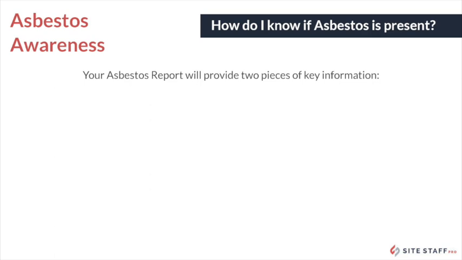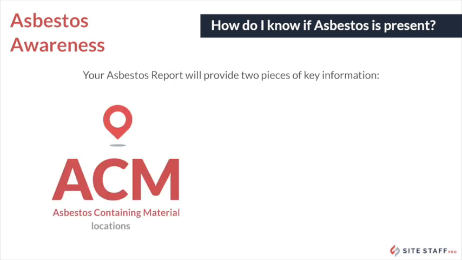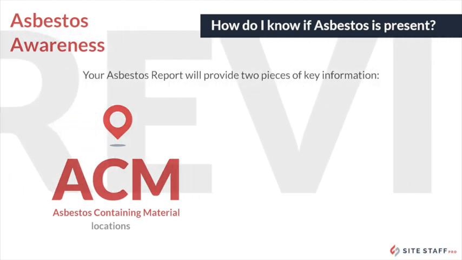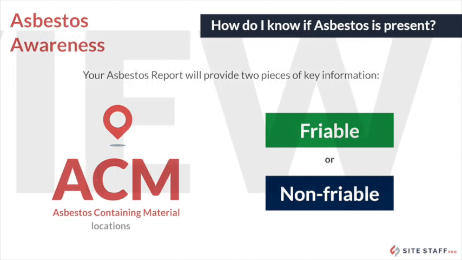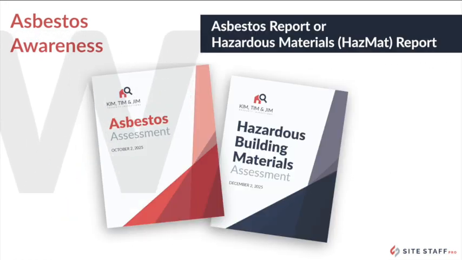So how do we know if asbestos is present in our workplace? An employer must provide a worker with the following information: the location of all asbestos-containing material, and if there is any, for each location, whether the material is friable or non-friable. Depending on the age of your building, there will exist either an asbestos report as shown on the left, or a hazardous materials report shown here on the right.